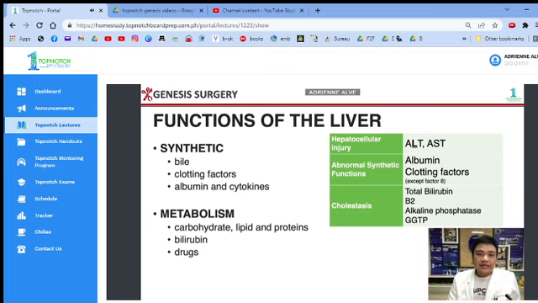For example, your ALT and AST are markers of hepatocellular injury. Okay, amongst the two, mas sensitive yung ALT, kaya ko siya in-underline here, because mas sensitive for hepatocellular injuries, ALT more than your AST.